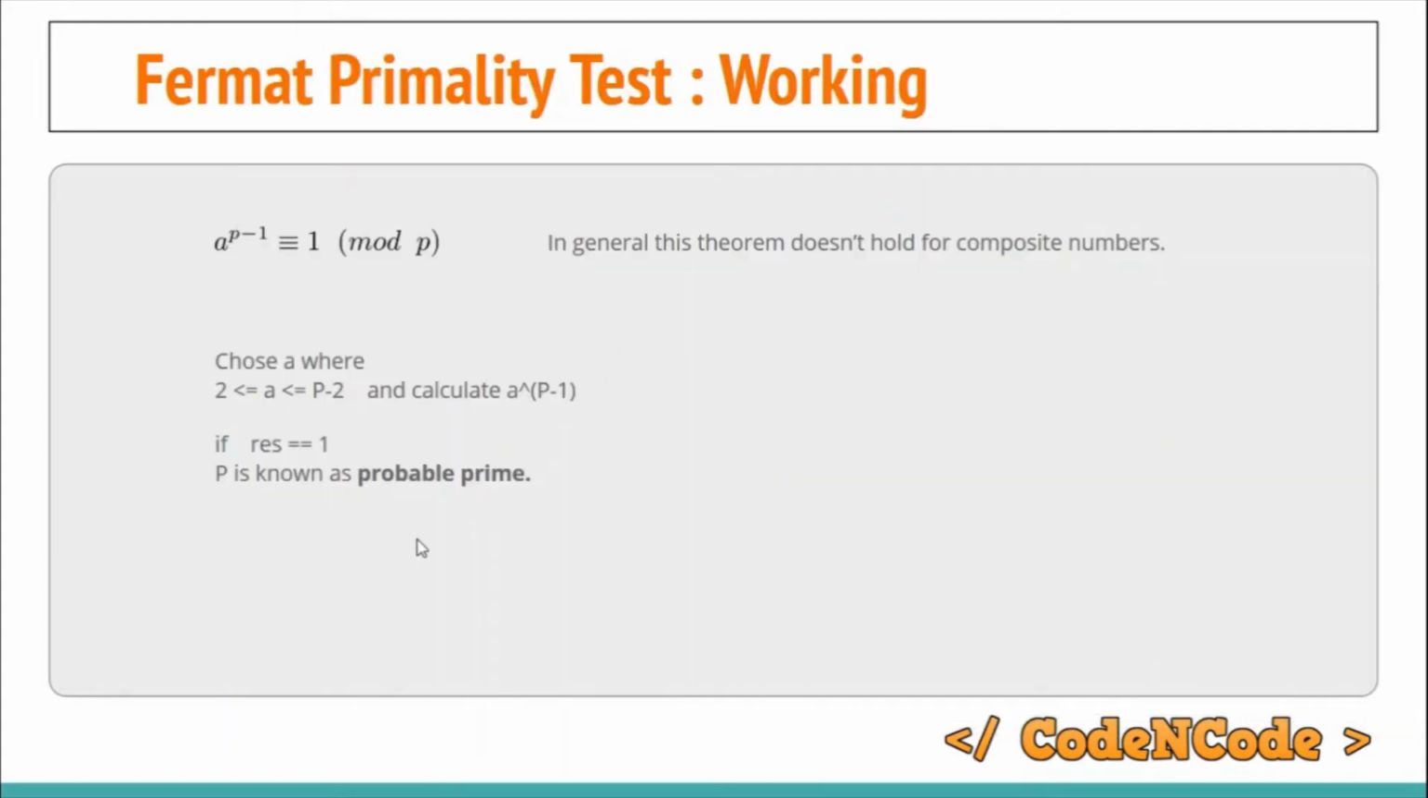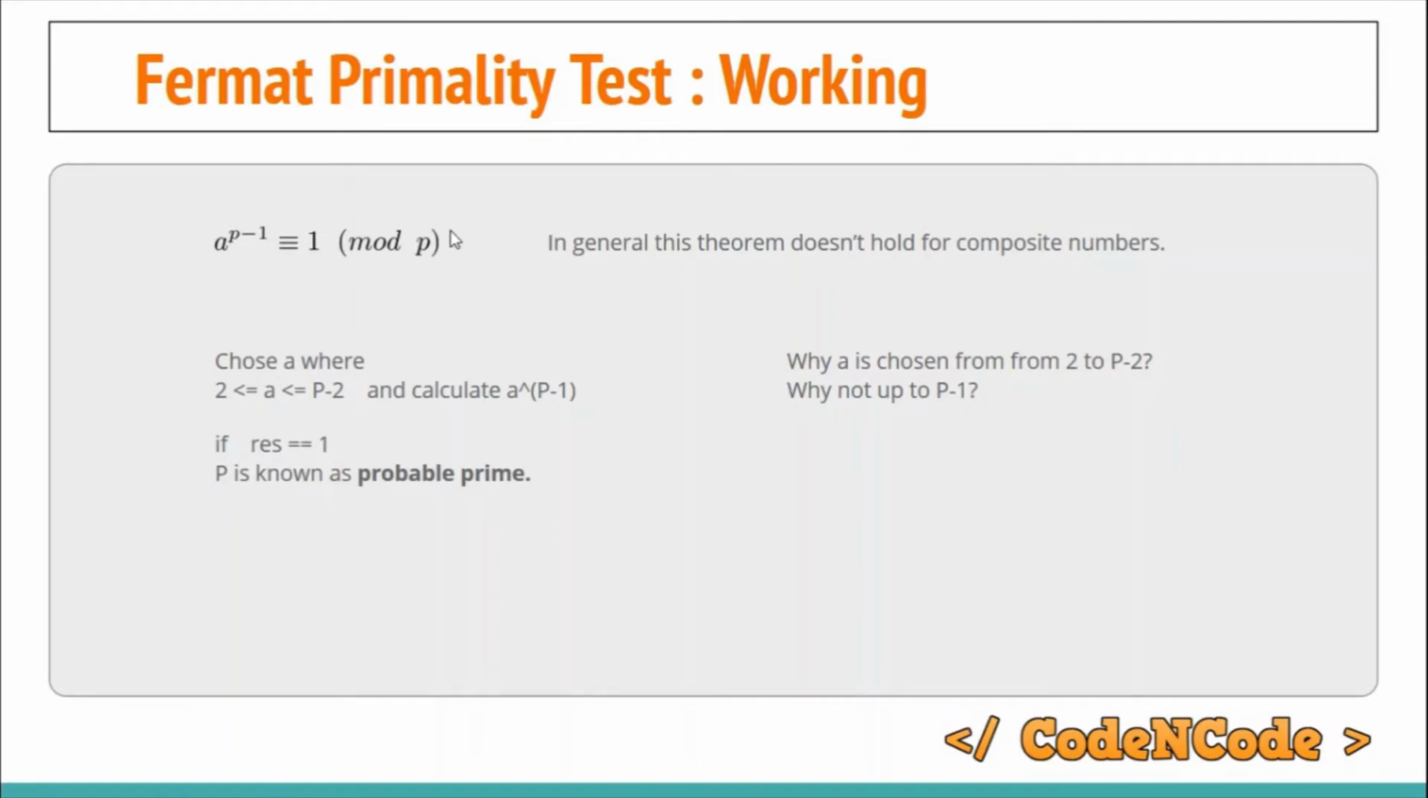So here it is a probable prime, and we will run the test for as many iterations as we define. Generally it is 5 to 10. The more iterations you perform, the better the results are. So that is what we'll be doing. And the question is why we choose a from 2 to p minus 2. Why don't we go till p minus 1?